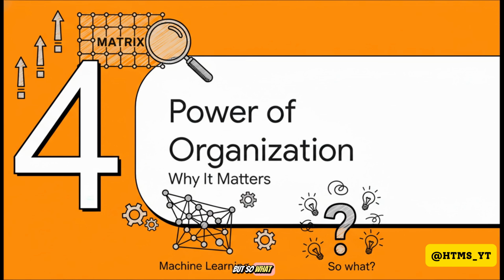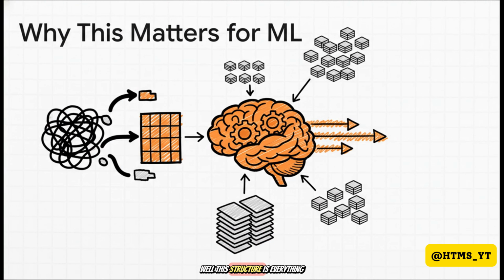So we have vectors for single things and matrices for whole data sets. But, so what? Why does this simple way of organizing things matter so much? What makes it so powerful for machine learning? Well, this structure is everything. It lets a model take unbelievably complex data and see it in a simple, orderly way. It's what allows computers to perform huge calculations super efficiently across millions of data points all at once. I mean, without this organization, large-scale machine learning wouldn't even be possible.